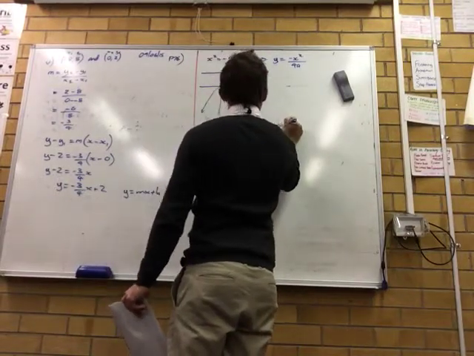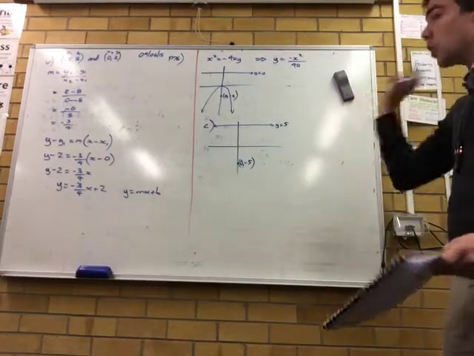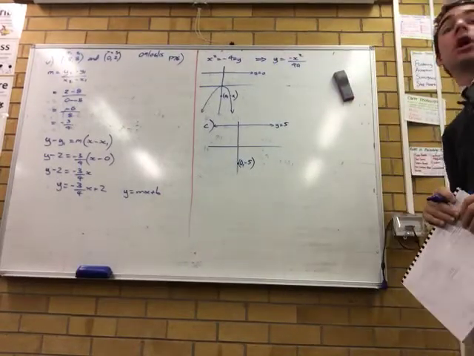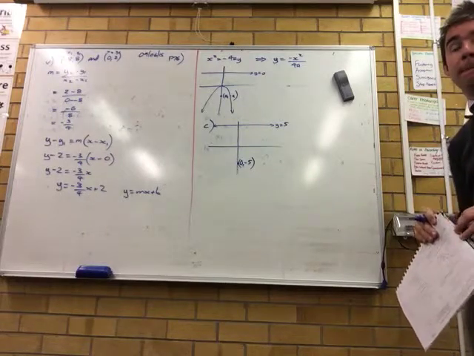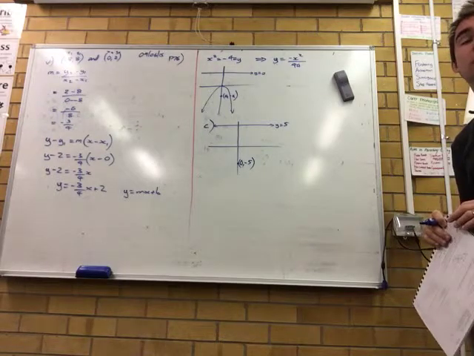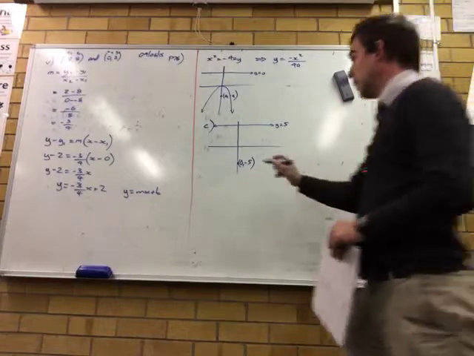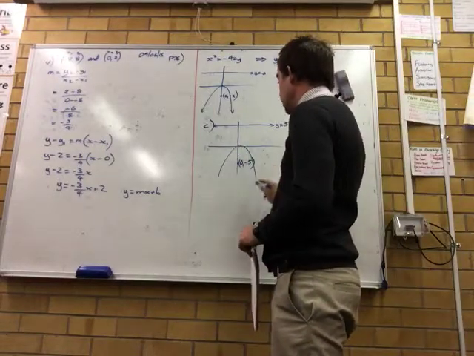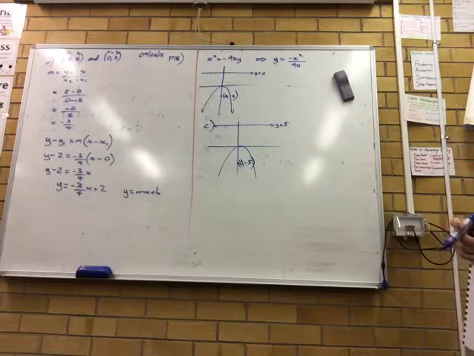So y equals 5 is the directrix. Those two bits of information will tell you the orientation and the vertex of the parabola. The focus is always inside the parabola, and the parabola never crosses the directrix. So we have this. It's the only way the parabola can sit that will meet those two conditions.